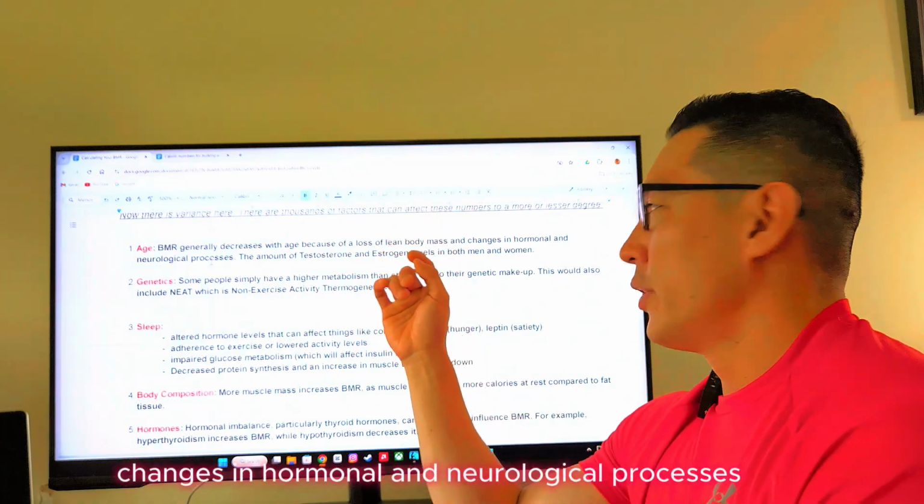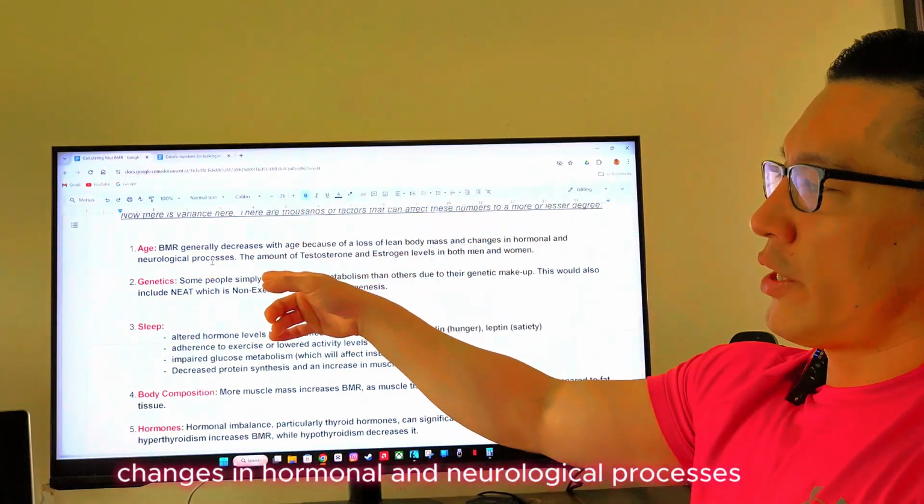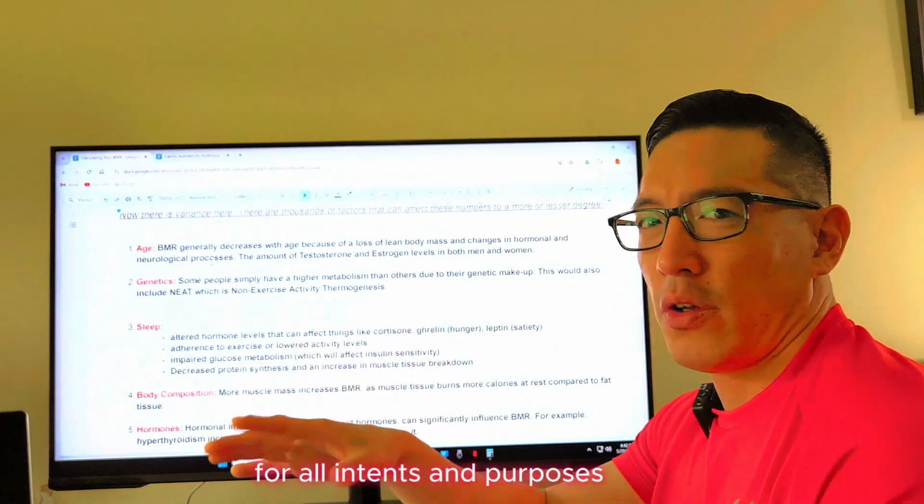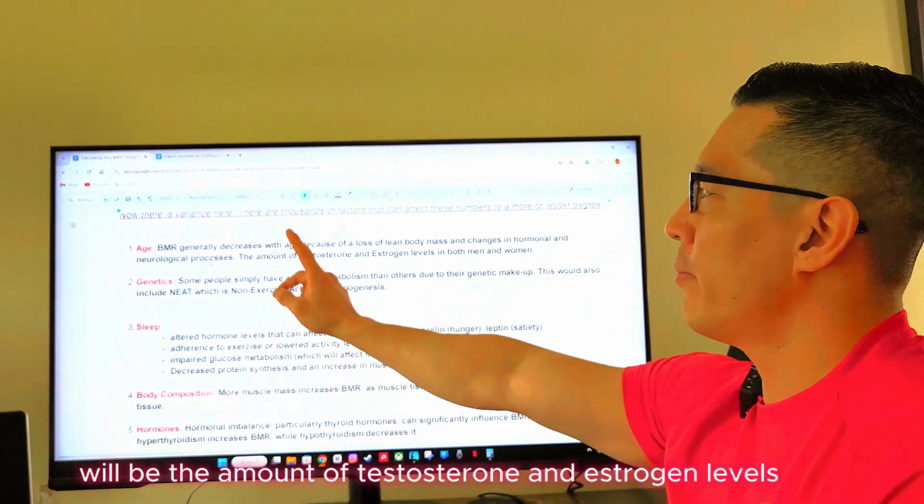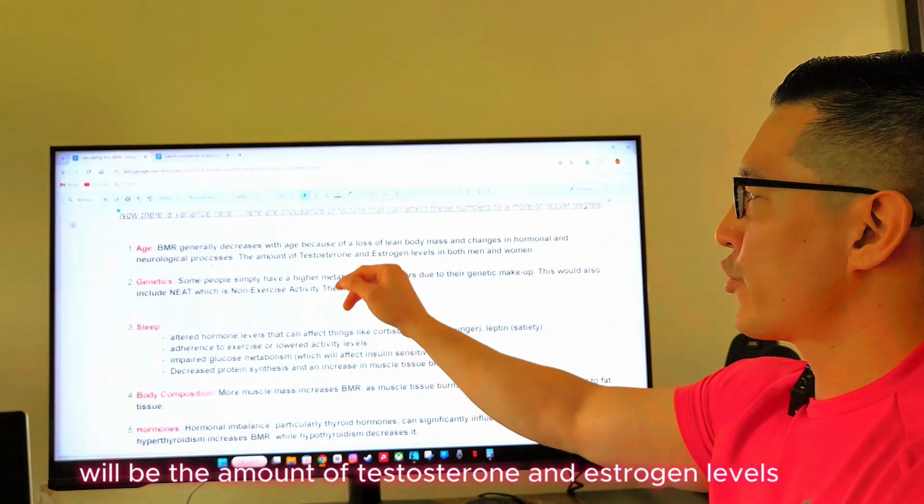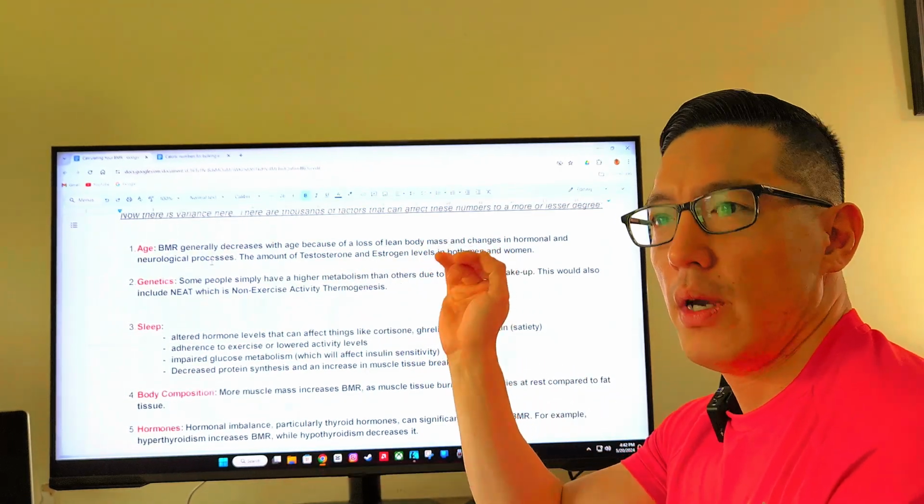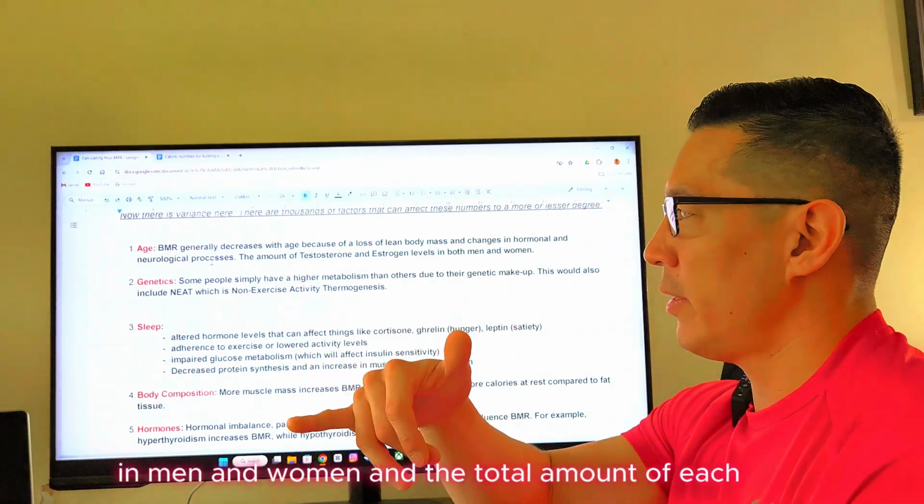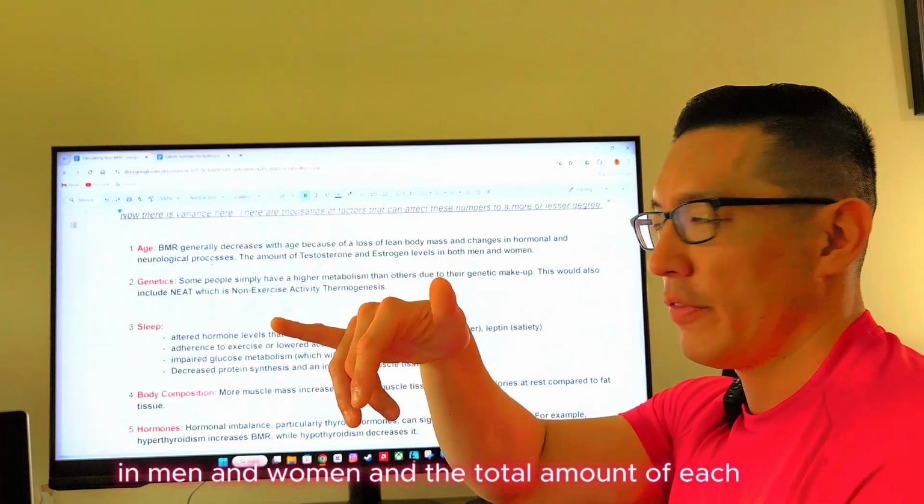But more importantly, changes in hormonal and neurological processes, and there are a lot of them. But I would say the biggest ones, for all intents and purposes of the video, will be the amount of testosterone and estrogen levels in both men and women. Both the balance between the two in men and women, and the total amount of each.